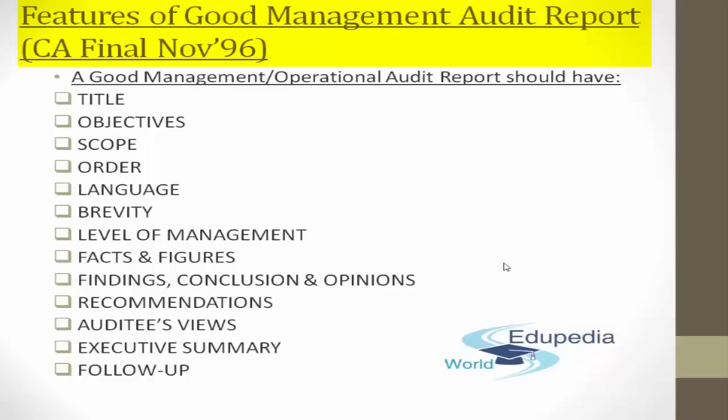So figures themselves speak a lot, and the auditor should make very judicious use of figures in the preparation of his report. So that's going to be extremely important in that case.